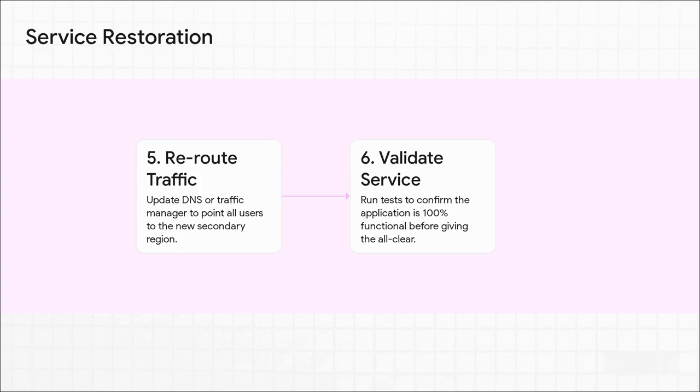Step 5 is all about rerouting your users. You update your DNS or your Traffic Manager profiles to point to the application services in the new, now active secondary region. And finally, the most critical step of all, validation. You run a predefined set of tests to prove the application is 100% functional before you give the all clear.